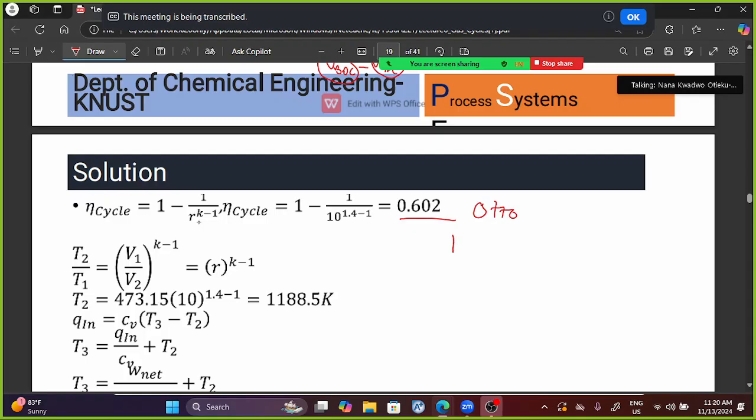Then we now want to find T3. So before we can find T3, we need to find T2, because as I said, it's a cycle. We move from 1 to 2, and then from 2 to 3. So you can't just jump from 1 and then relate it to 3. You need to have an intermediary relation at point 2. Right, so we work with 1 and 2. And remember, 1 to 2 was isentropic, so we can use this relation here, right? And we know that V1 over V2 is equal to r.